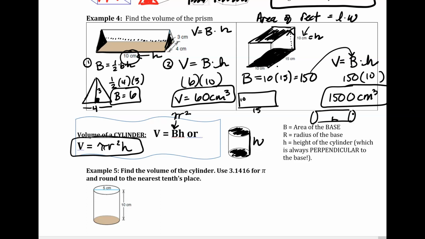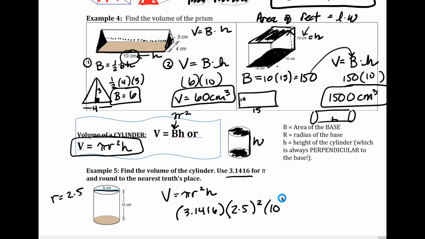So let's do this next example. Example 5, we're going to write down the formula: pi r squared times h. If the diameter is 5, then that means the radius is 2.5. I'm going to use 3.1416 for pi, or you could use the pi button in your calculator, times the radius squared times the height of the cylinder, and we get 196.35. It asks to round to the nearest tenths place, which is right here. This 5 tells us to increase that 3 to a 4, so 196.4 cubic centimeters.